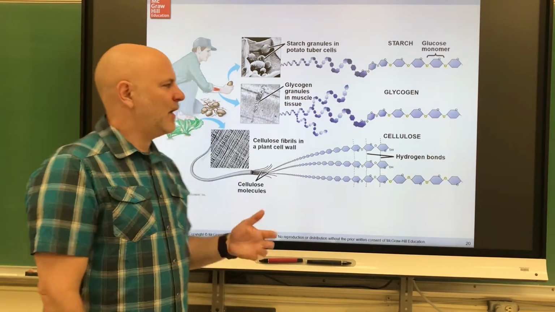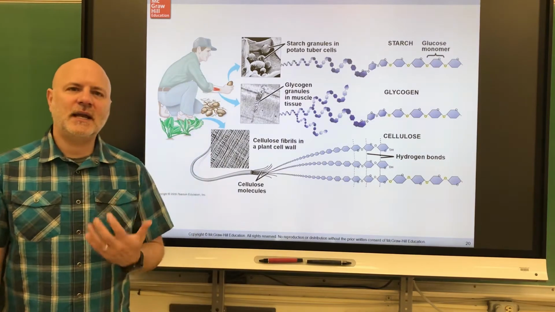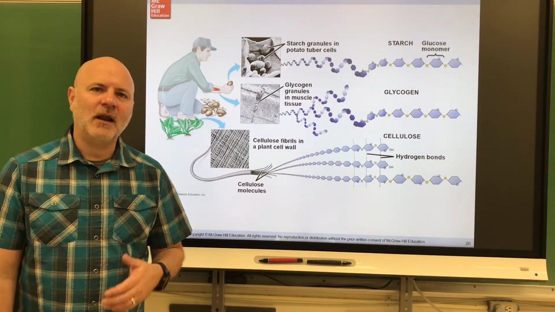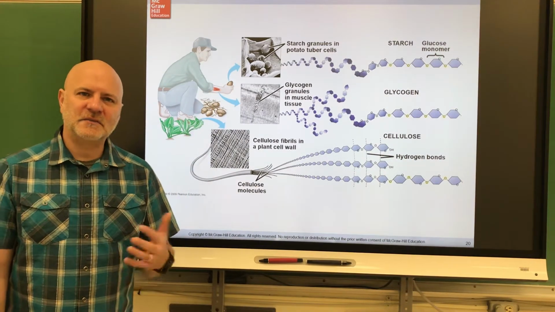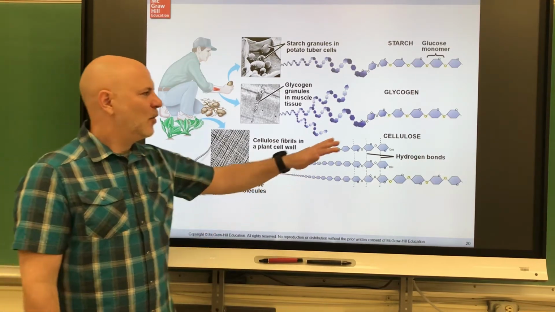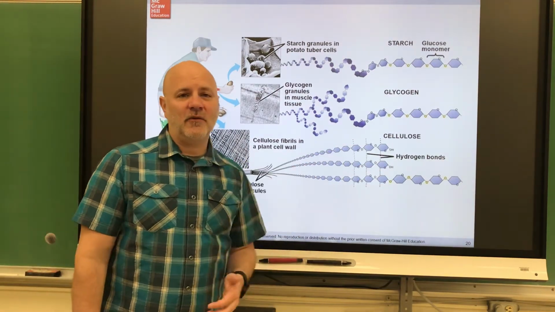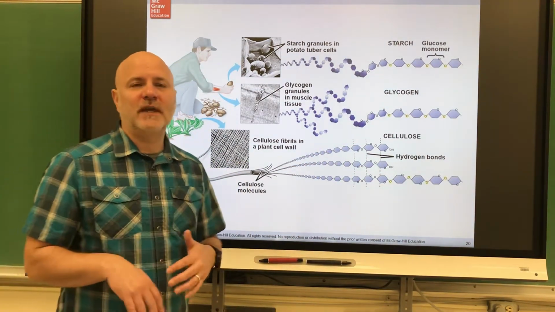All right. Now the thing about cellulose is it's not digestible by animals. So any animal that eats a high plant diet also has microorganisms, bacteria in their digestive system that helps them break down that cellulose. We cannot break down cellulose. Cellulose is commonly referred to as fiber. It helps move things through our system.